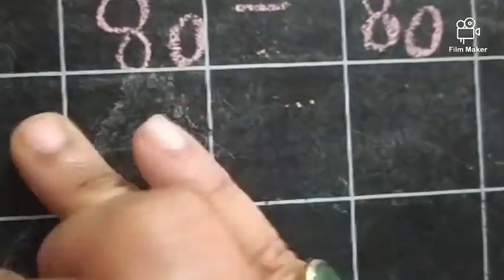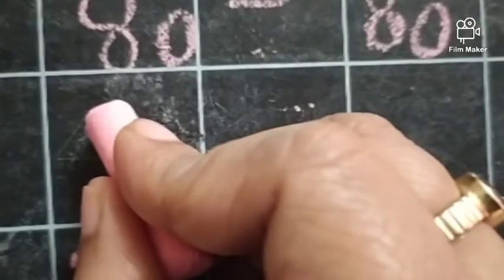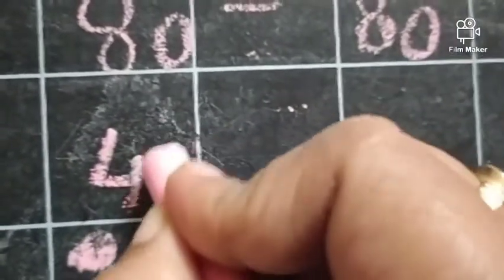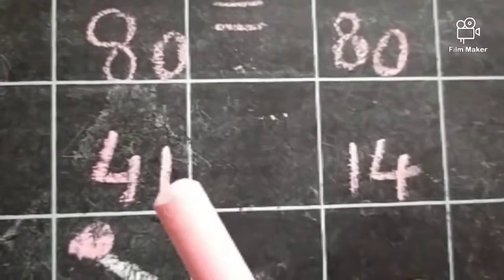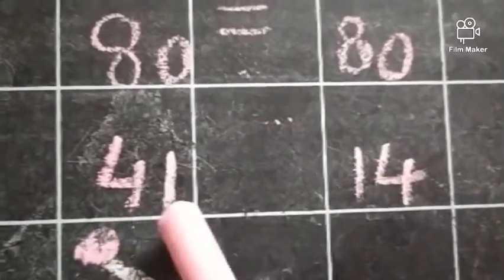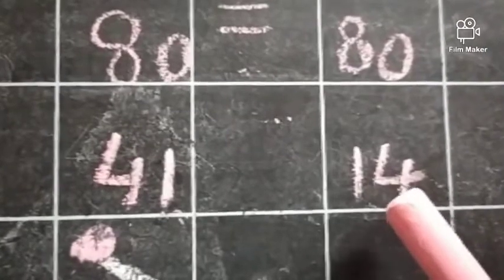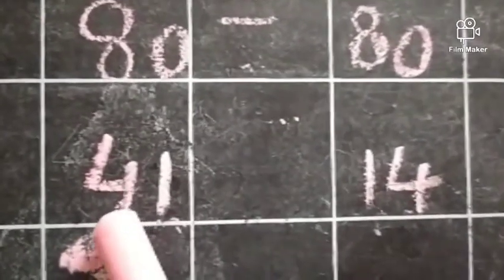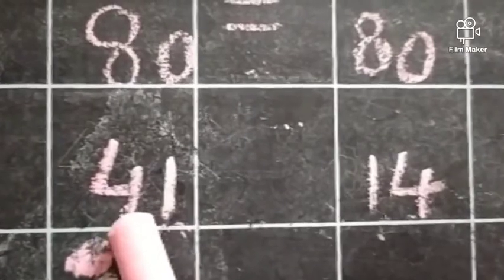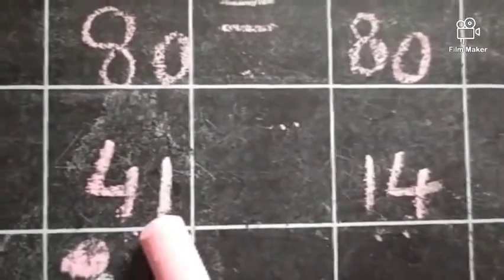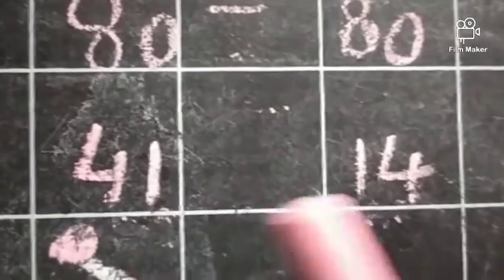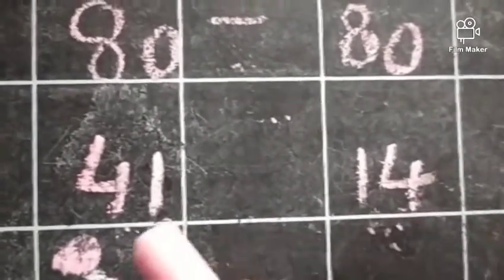Now see, one more I am telling you. Here I am taking 41 and here I am taking 14. Some children get confused. No beta, you have to see the number very carefully. This number will be read as 41 and this number will be read as 14 only. So 14 is the lesser number and this is 41. There is a difference between the two. So you should carefully see both the numbers, read the numbers aloud, and only then put the sign.